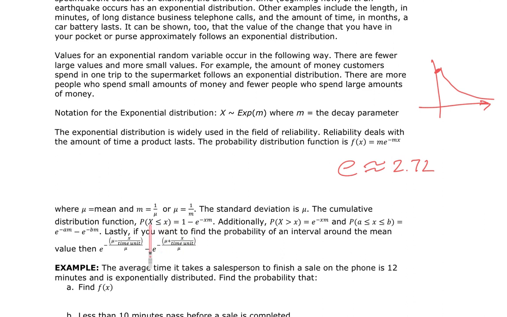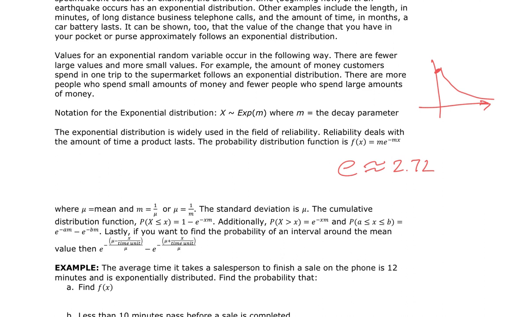The cumulative distribution function is going to look like this, where I have P of capital X less than x equals 1 minus e, which is just a number, raised to the negative xm. Additionally, the probability of capital X being greater than x is e raised to the negative mx. If I want the probability between two values, I'm going to have e raised to the negative am minus e raised to the negative bm. And lastly, if you want the probability of an interval around a mean, then you have this lovely, lovely formula.